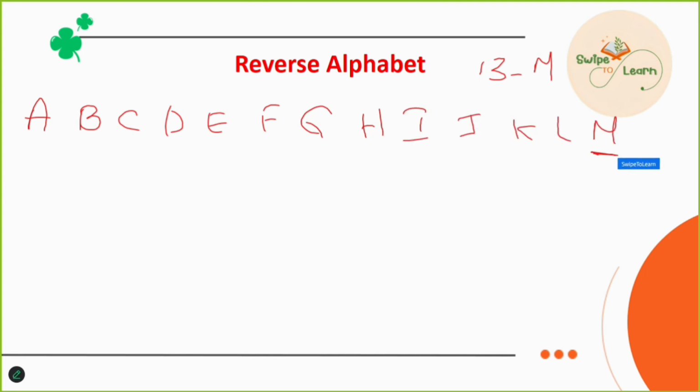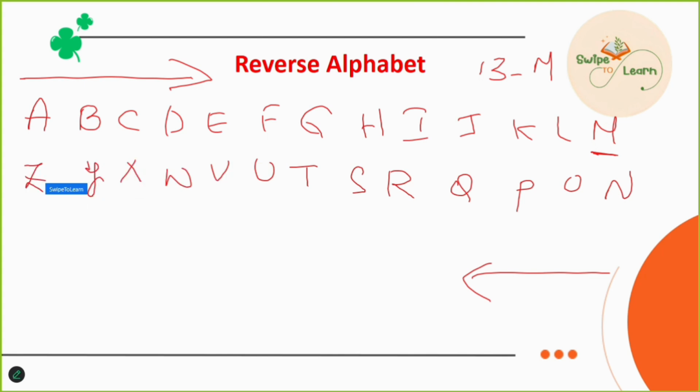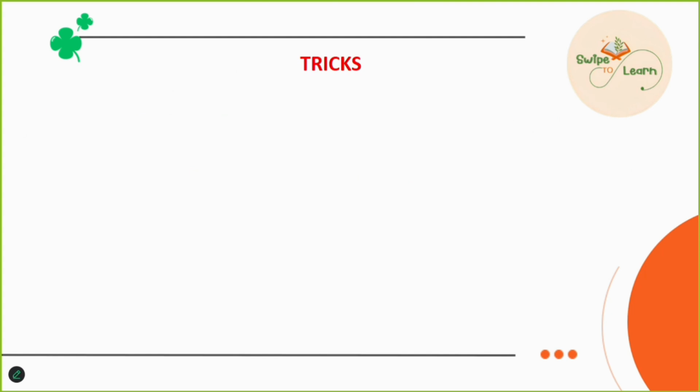Okay, now we have to reverse it. Means we started writing in this direction, right? Now we'll write in this direction. M, N, O, P, Q, R, S, T, U, V, W, X, Y, and Z. So alphabet A's reverse alphabet is Z. Similarly, for alphabet B, we have the reverse alphabet as Y. Okay, how to remember these alphabets? I will be sharing a trick here.